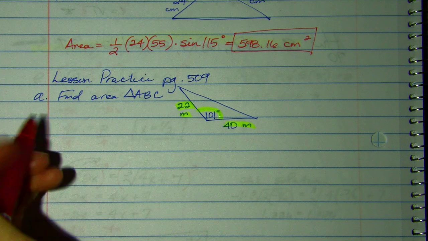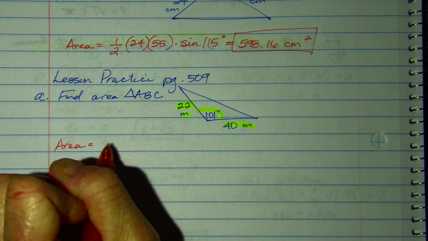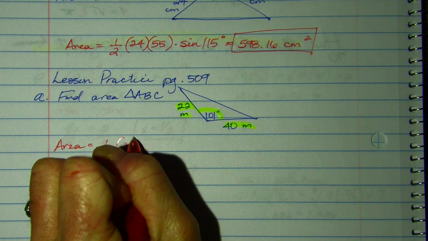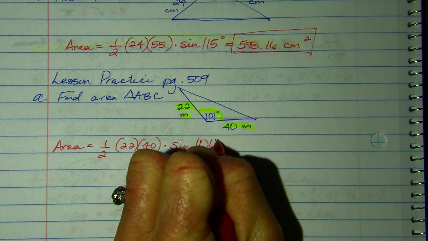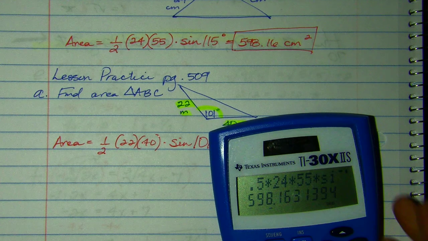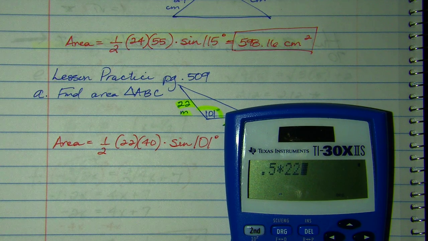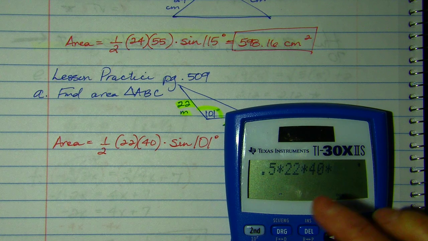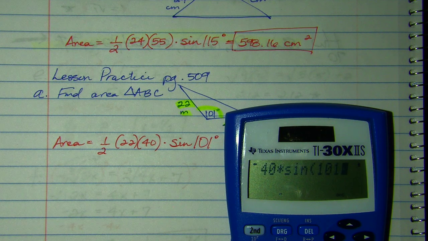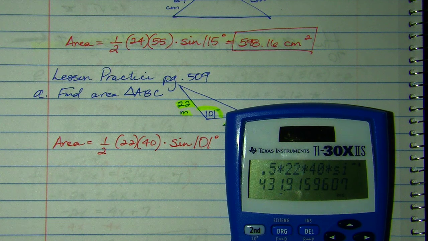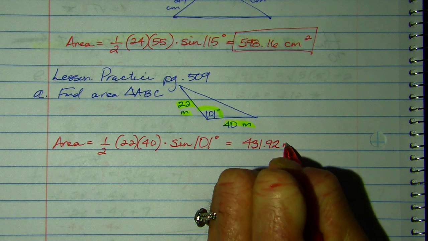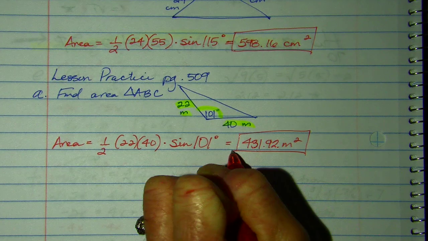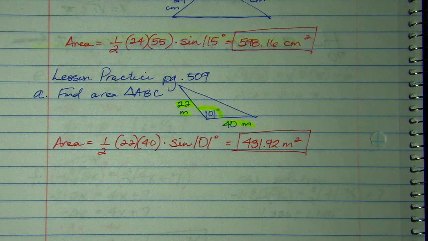So our area would equal 1/2 times our two sides, so 22 and 40, times the sine of our angle, which is 101 degrees. That's how you're going to enter it: 0.5 times 22 times 40 times the sine of 101 degrees. And I get 431.92, I'm going to round, meters squared. So pretty simple. Okay, so that is one way you can use the law of sines.